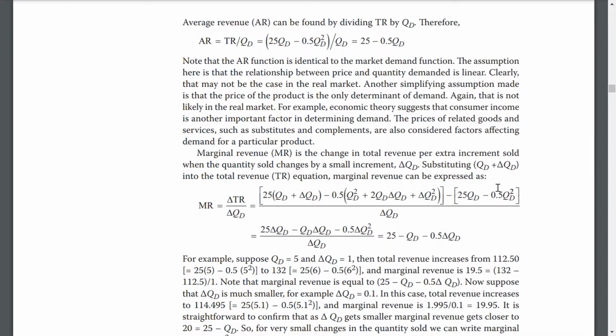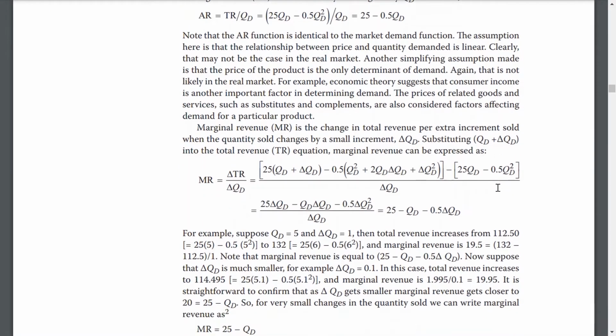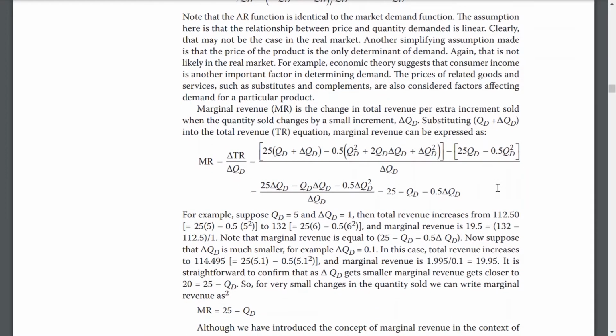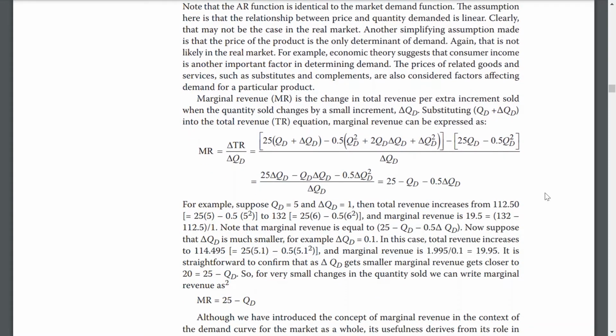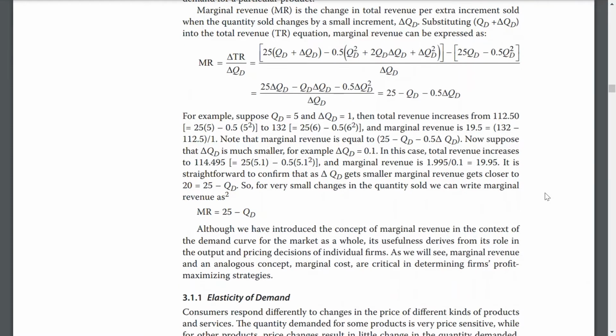Marginal revenue, MR, is the change in total revenue per extra increment sold. When the quantity sold changes by a small increment, delta QD, substituting this will give us this. So here are some calculations.